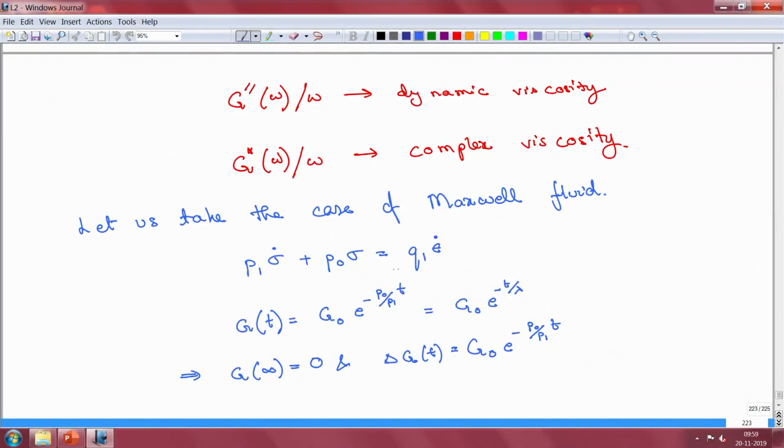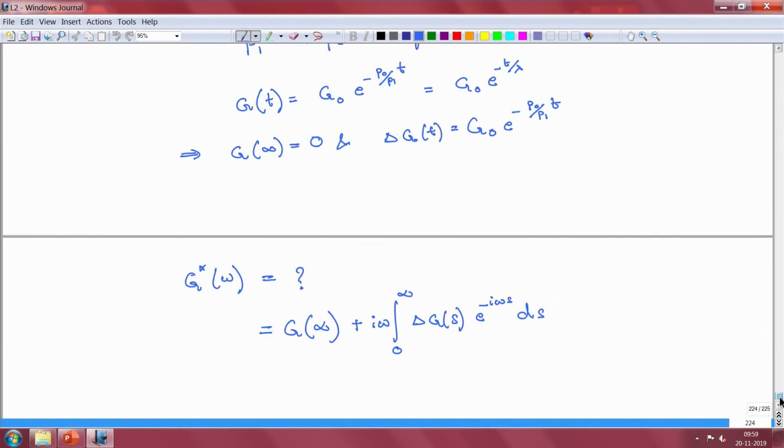So, welcome back everybody to the last lecture on Introduction to Soft Matter. In the last class we were discussing the idea of the complex modulus, and we had stopped at a particular problem. The problem was the idea of the Maxwell fluid, where we took the governing equation in the format of P1 sigma dot plus P naught sigma equal to Q1 epsilon dot. The idea is to find out the complex modulus for this particular situation.